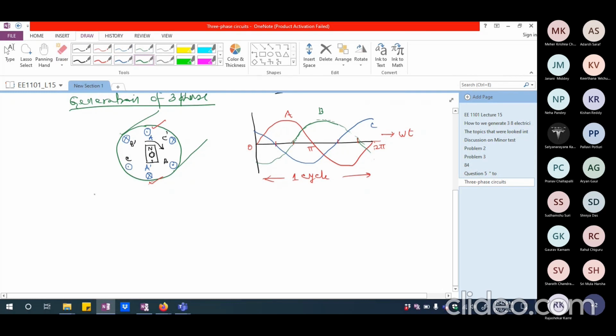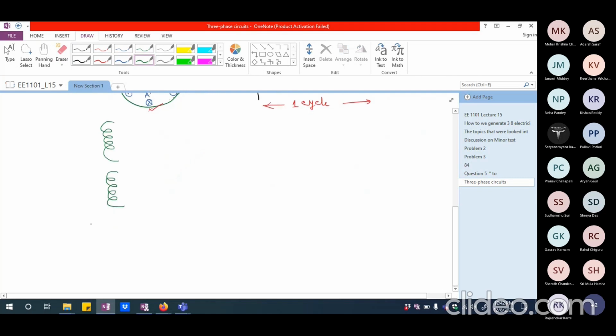I can connect loads independently across each of these. So if I assume that A and A dash windings are like this, and then B and B dash windings are like this, it need not be only one conductor. Obviously it will be a bouquet of conductors, and then I'm going to have C and C dash somewhat like this. So let me say this is A, this is A dash, this is B, this is B dash, and this is C, and this is C dash.